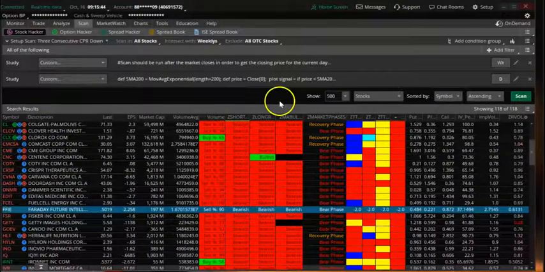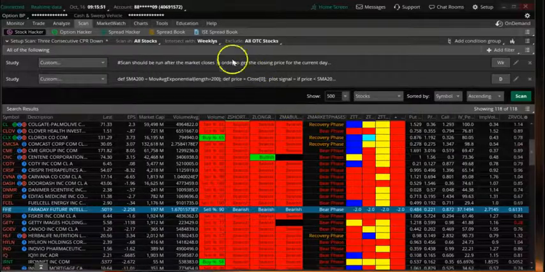So in this video, we are looking at 3 CPR down, basically looking for bearish stocks. The scan is basically stocks which have weekly options, which should be below the 200 moving average. Those are the two conditions we are putting in. So we are getting 118 stocks.